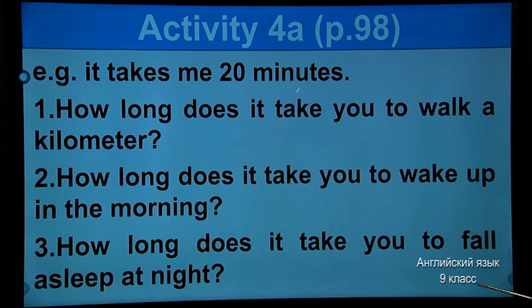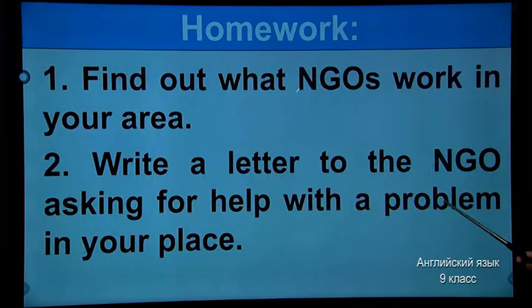The next question, how long does it take you to fall asleep at night? It is a very interesting question. How long does it take you? Thank you so much. So dears, it is time for home task.